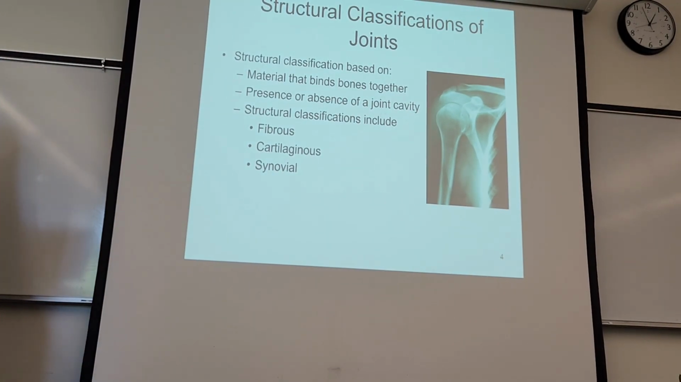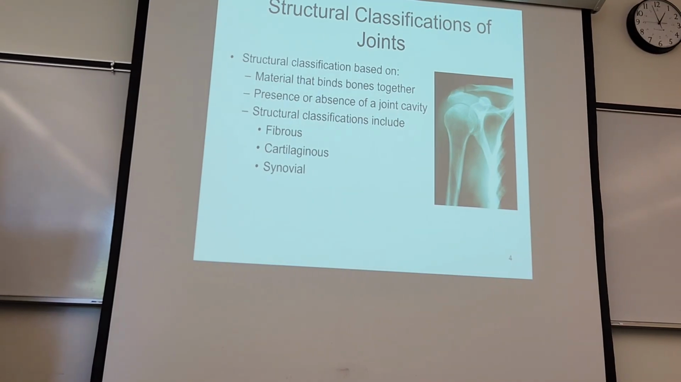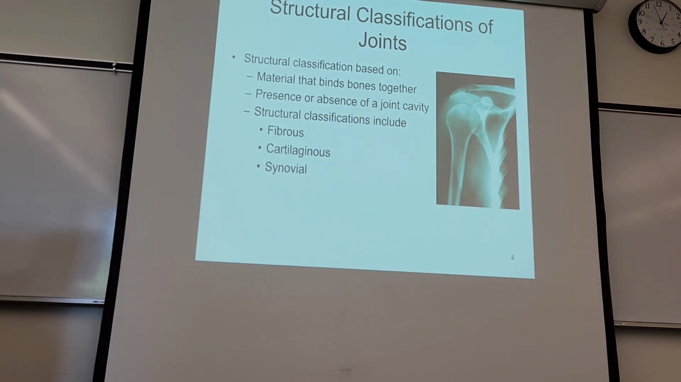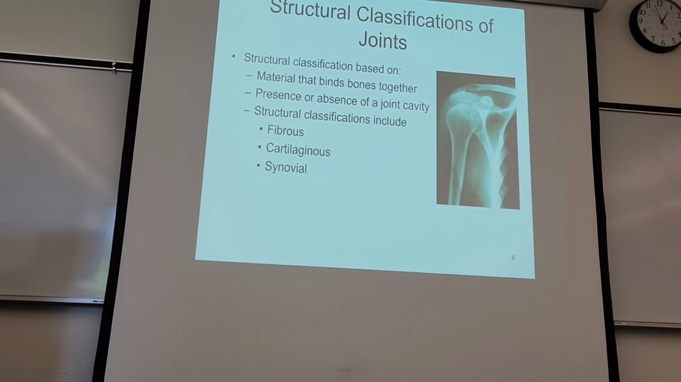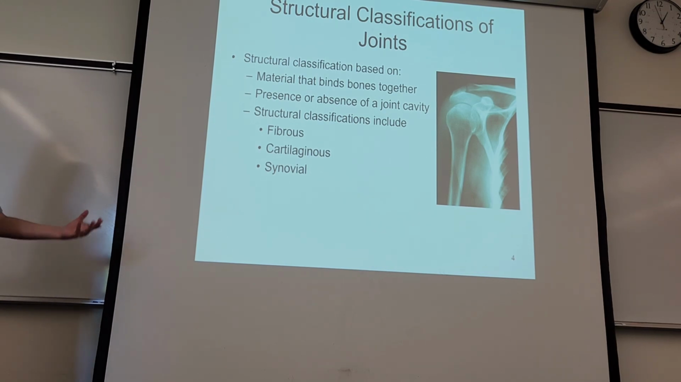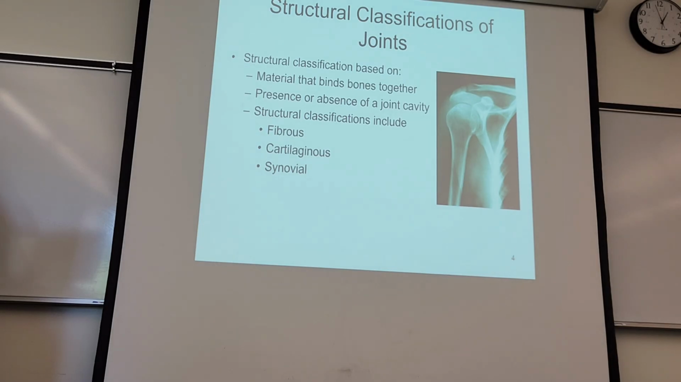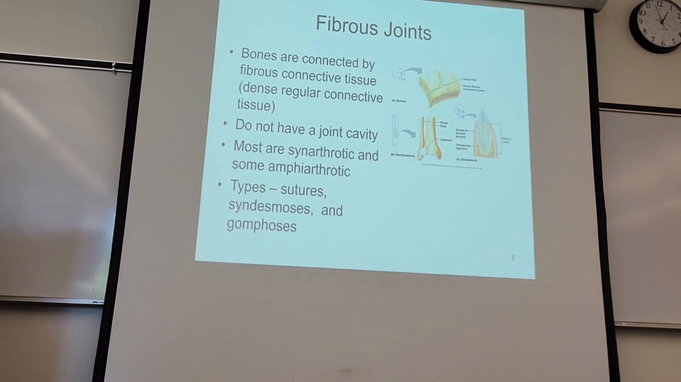The first one is fibrous. So if we're classifying a joint and calling it fibrous, what kind of material do you think binds it together? Yeah, like fibrous connective tissue, right? Okay. What about cartilaginous? What kind of material? Cartilage. Yeah. And synovial joints are joints that have a joint cavity. Every synovial joint has a joint cavity. Okay. So let's go through each classification, structurally, and give some examples.